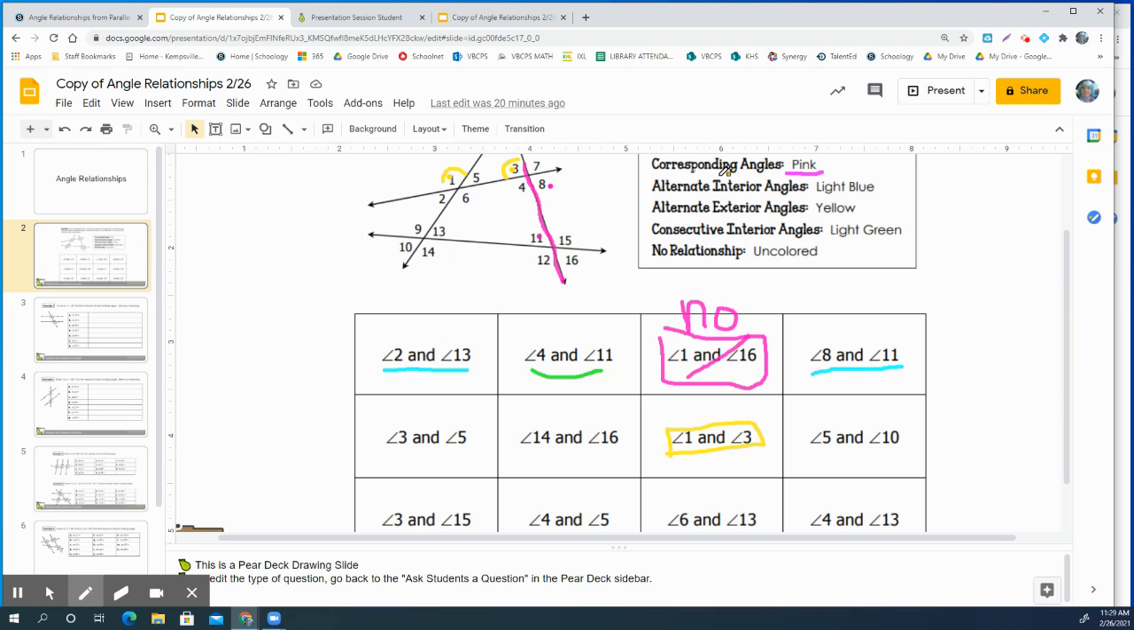Anybody find, oh, I color-coded that wrong. So corresponding should be pink. I don't want anybody to get messed up here. So corresponding should be pink.